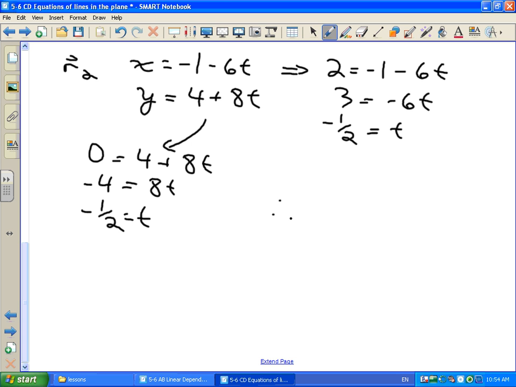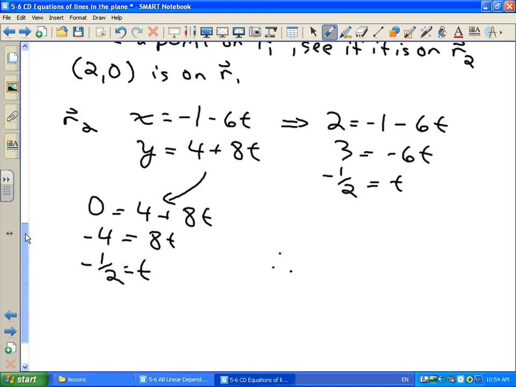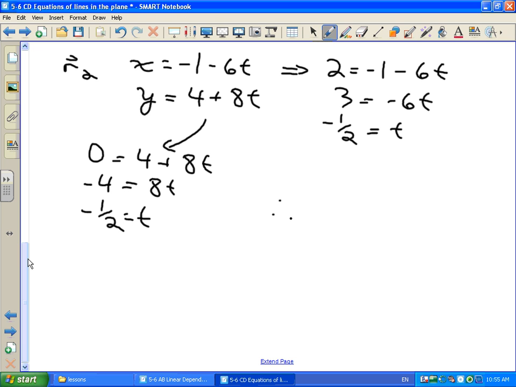That means that the point 2, 0 is on both of these lines. Therefore, since they're parallel and they share a point, R1 and R2 are coincident.